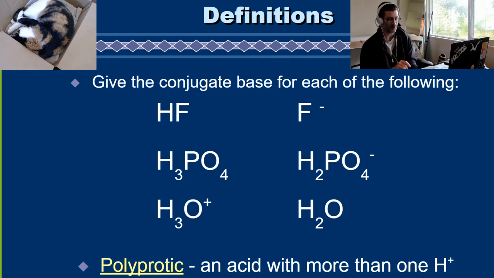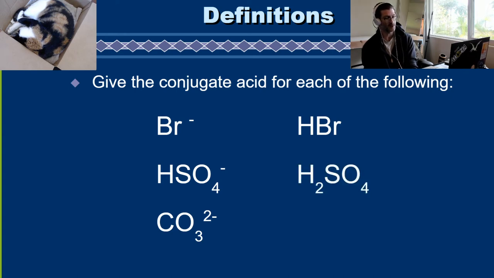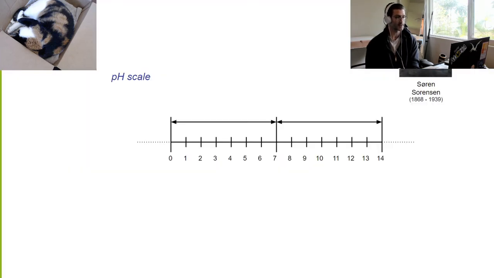Polyprotic means many protons. All right, conjugate acid for each of the following. Each of these will behave as a base and accept a proton. Br minus will accept a proton and become HBr. HSO4 minus will accept a proton and become H2SO4. And CO3 2 minus will accept a proton and become HCO3 minus.